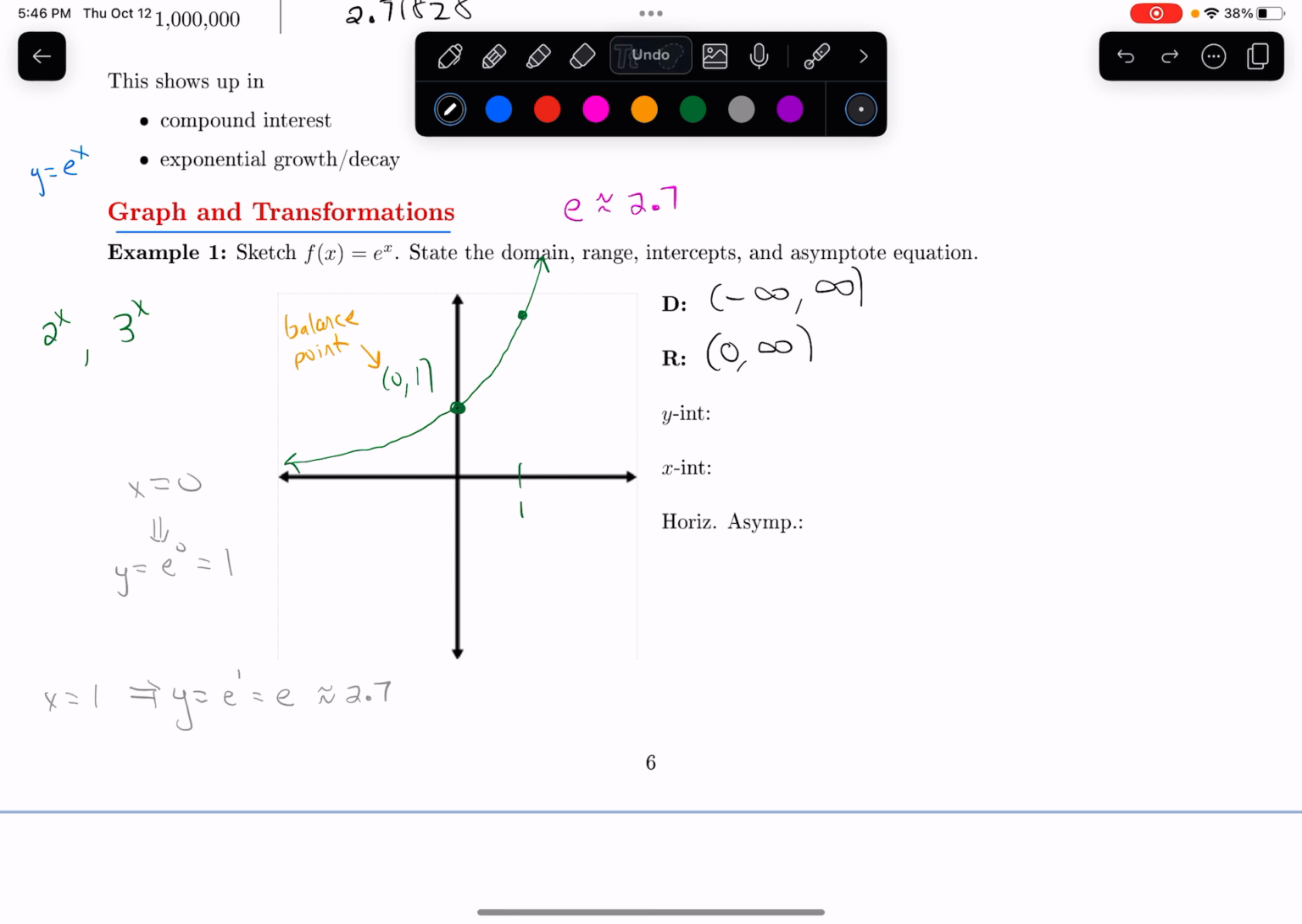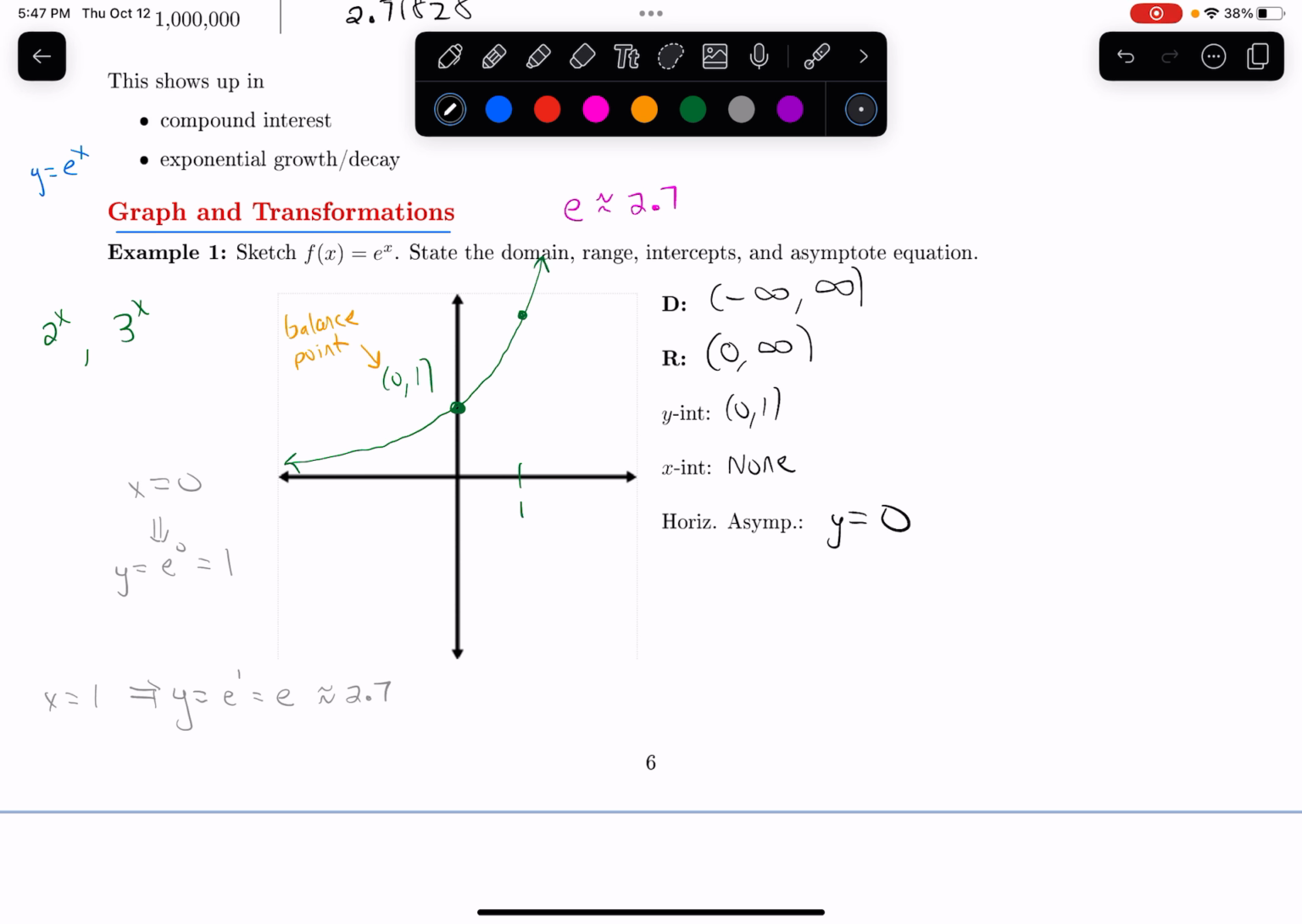Okay, my y-intercept is this point. It is 0, 1. There's no x-intercept. It never crosses the x-axis, so none. And this graph has a horizontal asymptote, and that is just here on the x-axis. So the equation of that line is, so for every single point on that line, notice that they all have the same y coordinate, and y equals 0 for every single point on that line. Okay, so my horizontal asymptote, its equation is y equals 0. Okay, so there's my info about my e to the x graph.